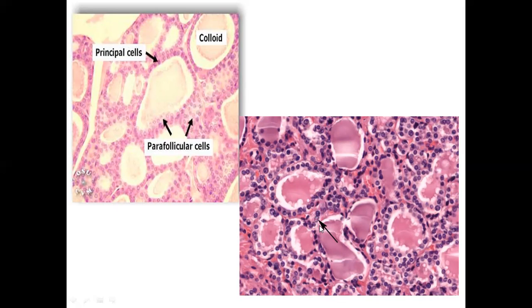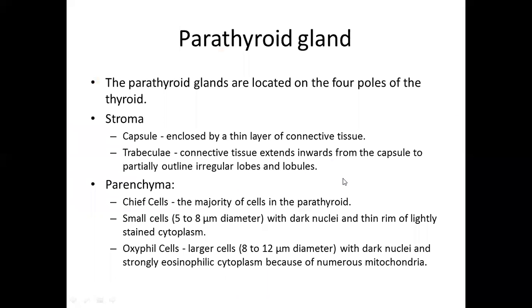Similarly, here the arrow is pointing at a parafollicular cell. Now here we have a follicle lined by simple cuboidal epithelium. The lumen is fluid filled, which is colloid, and between the adjacent follicles, the cells which are larger in size but lightly stained are parafollicular cells, as indicated in this micrograph by the black arrow.